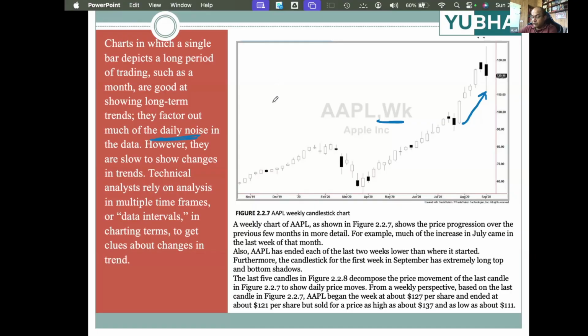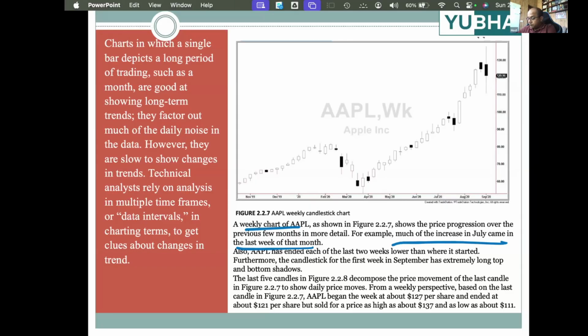So if you even look at an hourly chart, the price might have moved like this, but if you convert that to a daily chart, this is the open and this is the close. You just have these two data points, and you don't have all these intermediate movements of up and down on that particular chart. So if you look at the weekly chart of Apple over here, a lot of the increase came in July, and within July, it came in the last week of that particular month.